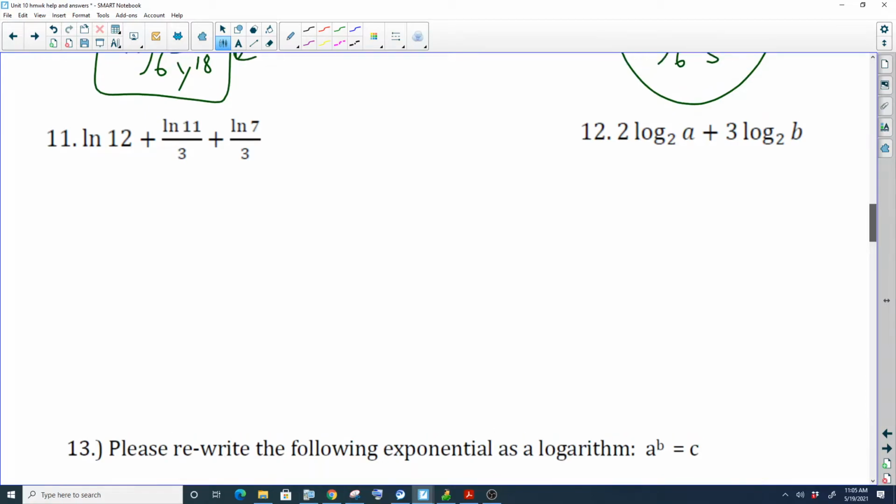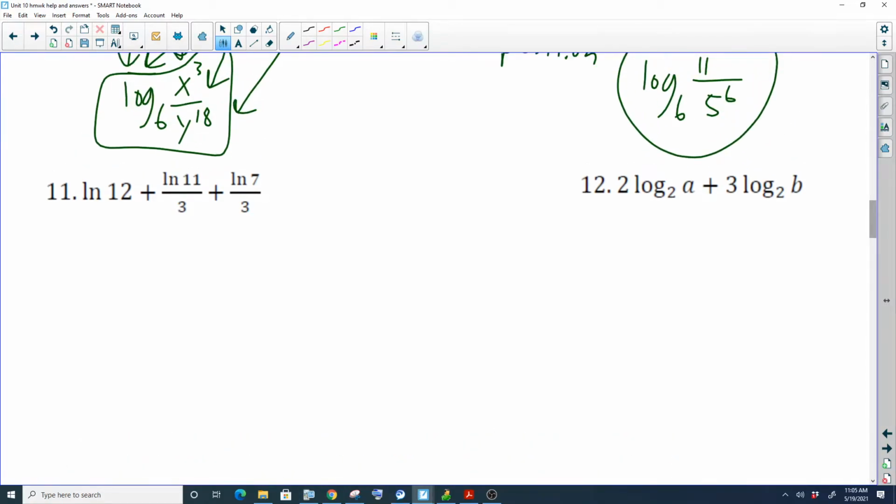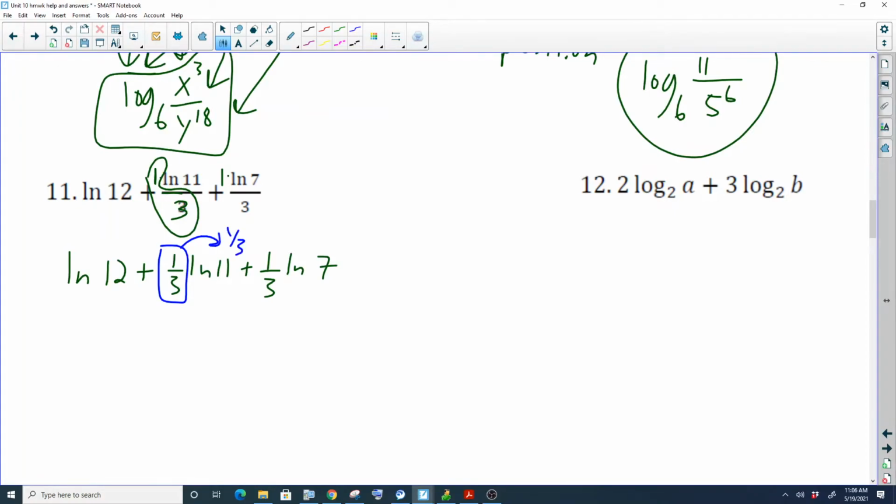Okay, so number 11 is a little bit weirder, so we definitely want to help you there. It's kind of tricky. There's an invisible 1 times with that ln 11 and with that ln 7. And so this means we have 1 divided by 3, right? Which is a fraction. So we're going to have ln of 12 plus 1/3 ln of 11 plus 1/3 ln of 7. Right? And so now those are actually exponents. And since those are exponents, we're going to go ahead and move those into the exponent position like that.